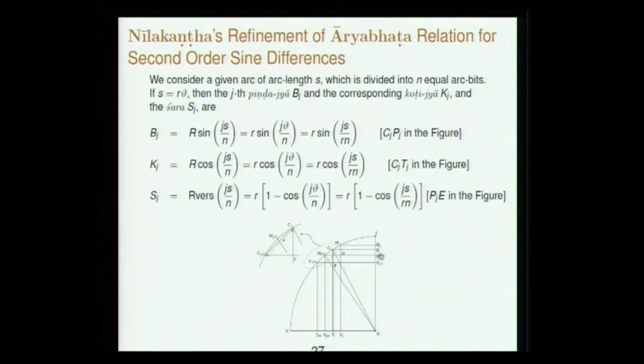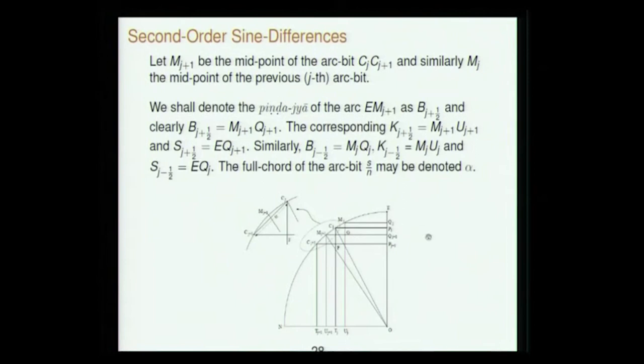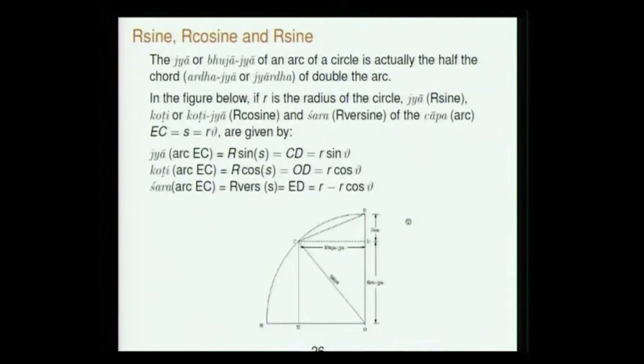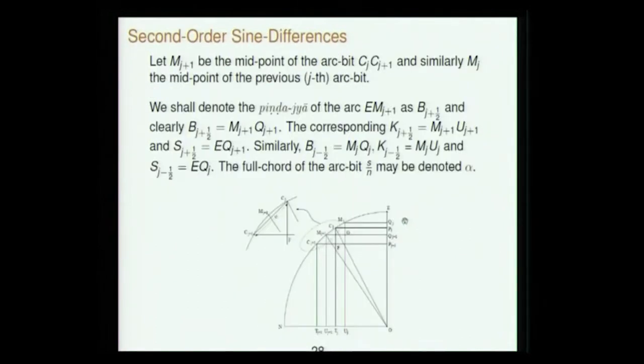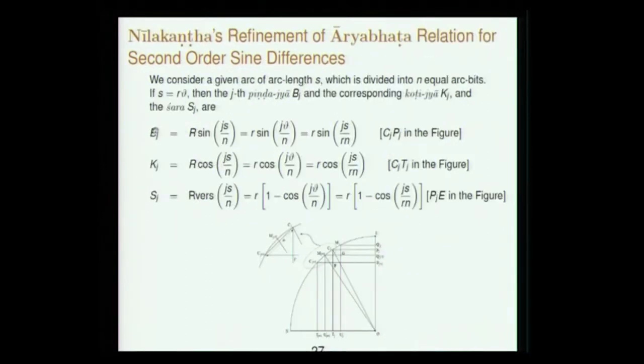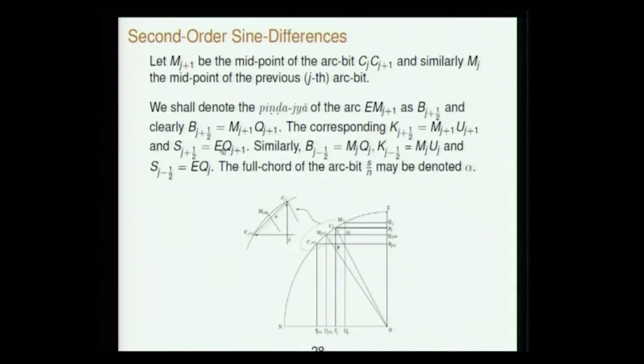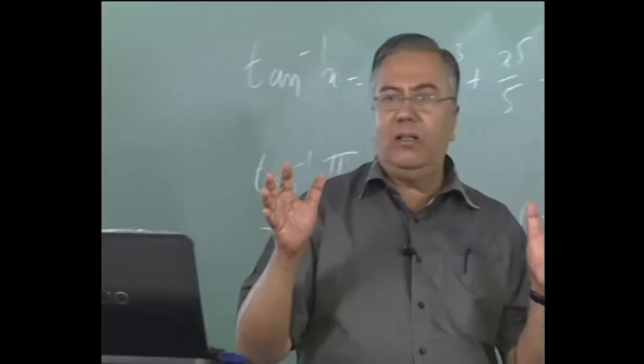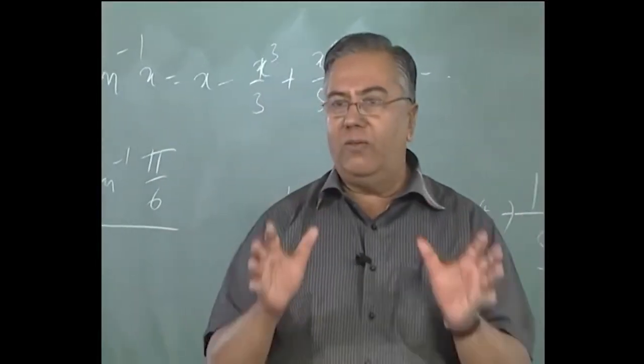So cj pj is the bhuja, cj tj is the koti, and qj plus pj is the shara. Now these BJs, KJs and SJs are also called pinda jyas, pinda kotis, pinda sharas. Pinda means gross, or lumped up.